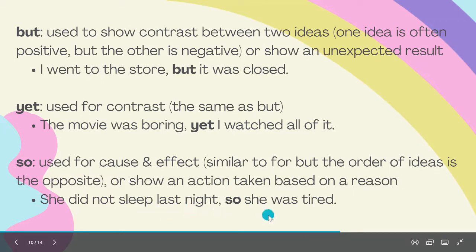Sementara kita bisa juga bilang seperti ini. She was tired for she did not sleep last night. Jadi kalau for itu dia berada di alasannya. Oke, kalau so itu dia berada di hasilnya. Jadi ini alasannya, ini hasilnya. Dia nggak tidur, jadi hasilnya adalah dia lelah, gitu ya.